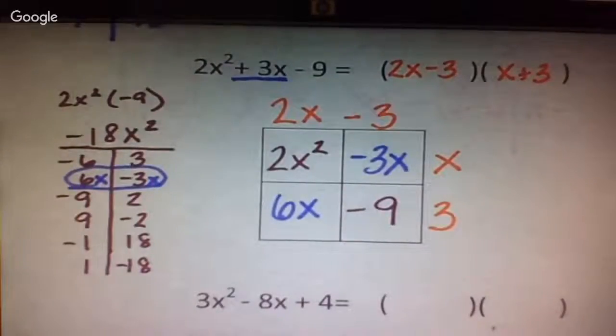Right. Whatever comes first is positive. So when you're doing the columns, it's whatever's on the top. When you're doing the rows, it's whatever's on the bottom.